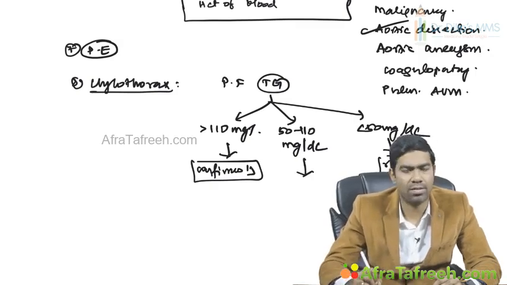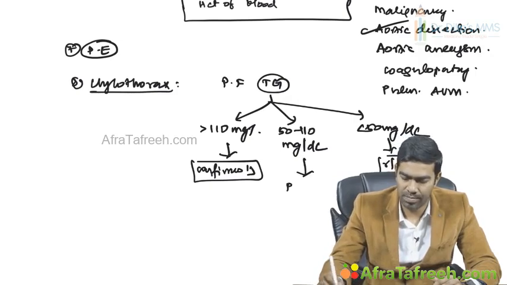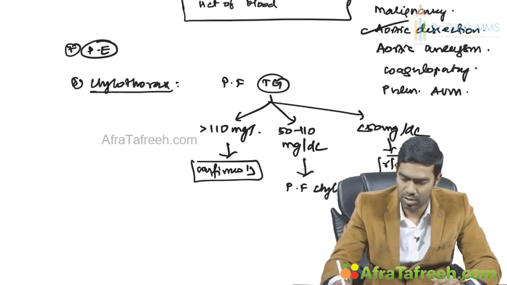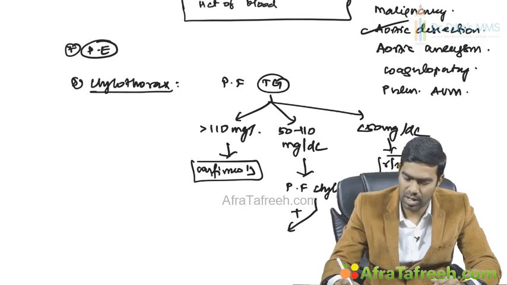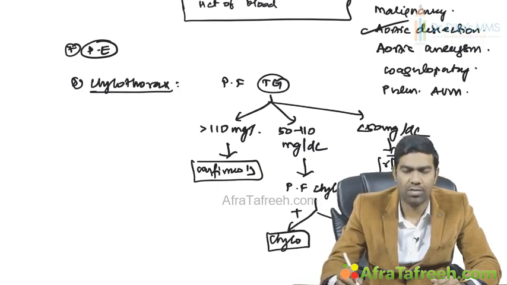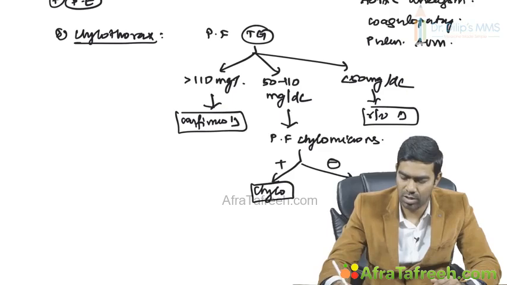This is the intermediate range, 50 to 110 milligrams per deciliter, and you have to see the pleural fluid chylomicrons. You have to look for the chylomicrons. If chylomicrons are there, again you can call it a chylothorax. If chylomicrons are negative, it's not a chylothorax.